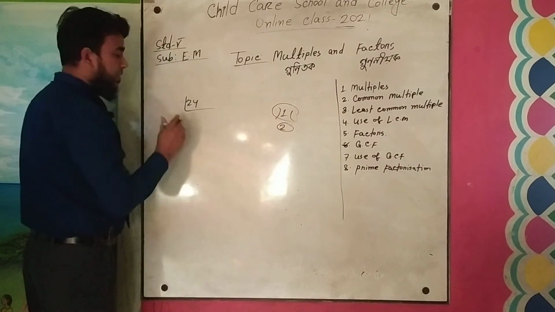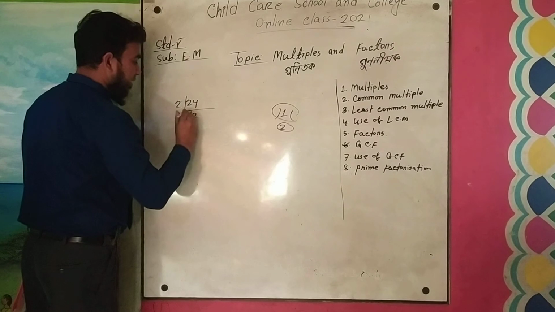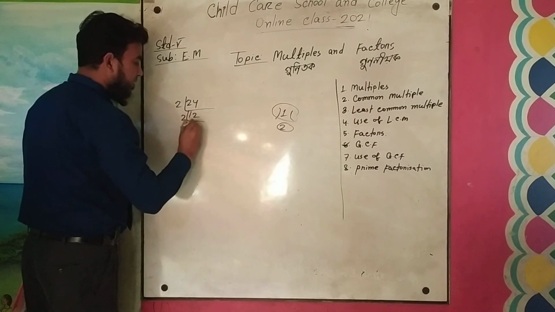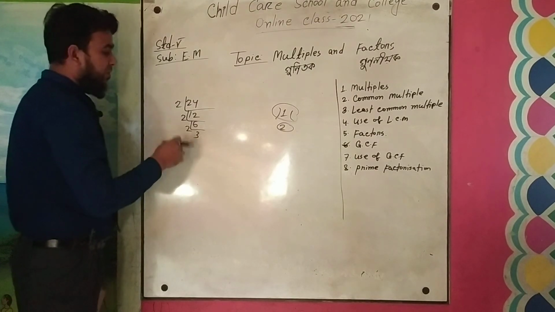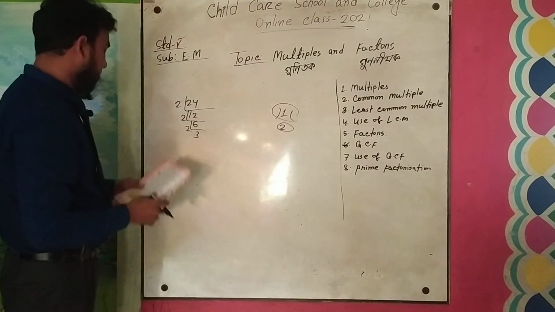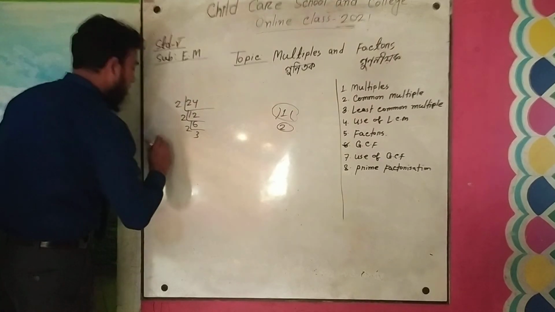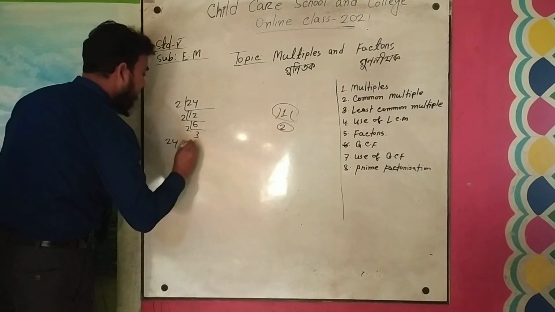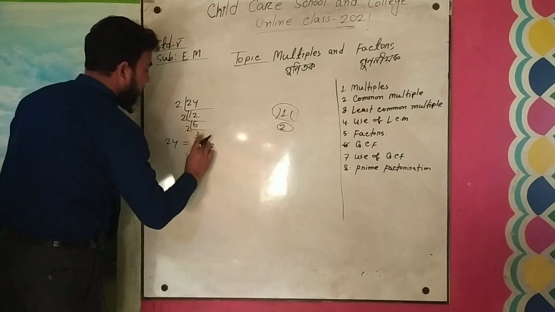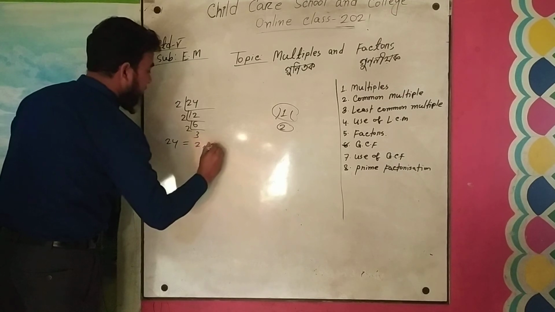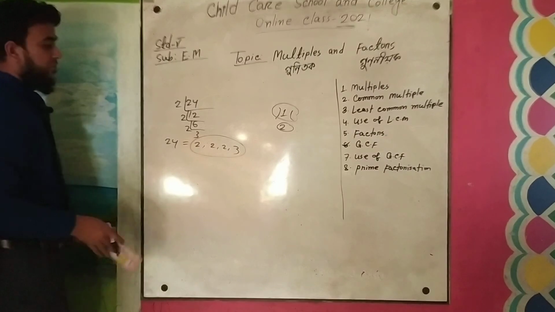Now at first we try 24 divided by 2, then it will be 12. Then again by 2 it will be 6. Again by 2 it will be 3. And 3 divided by 3 will be 1. So what are the prime factors? The prime factors of 24 will be 2 into 2 into 2, and the last one is 3. All these are prime factors of 24.